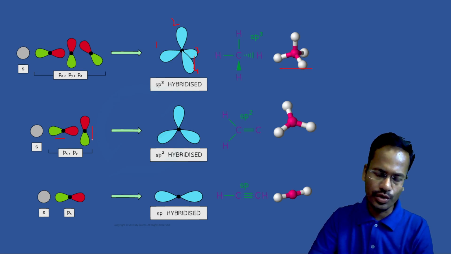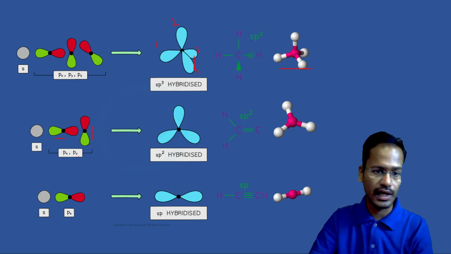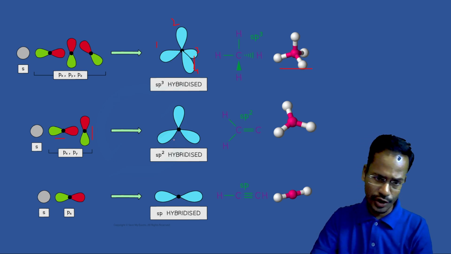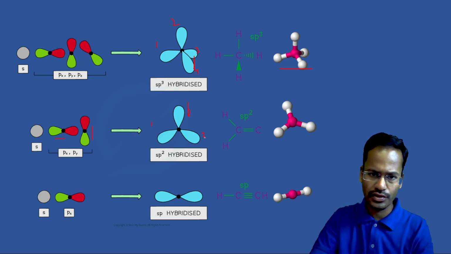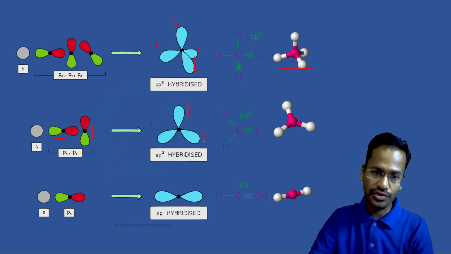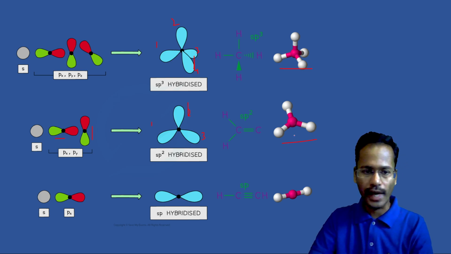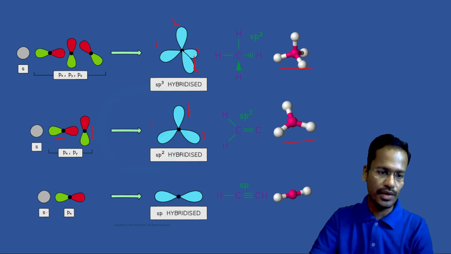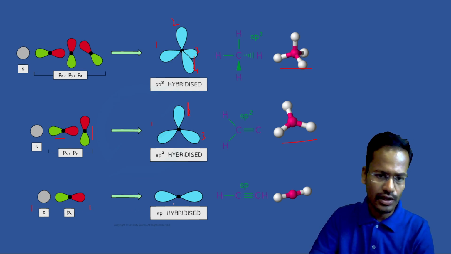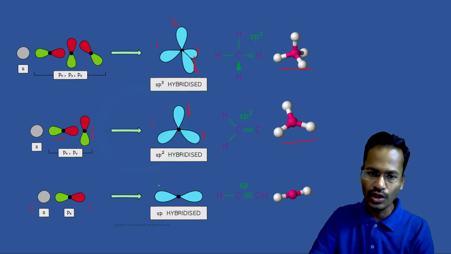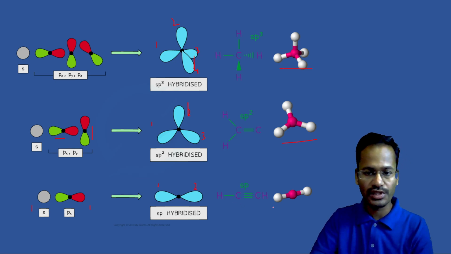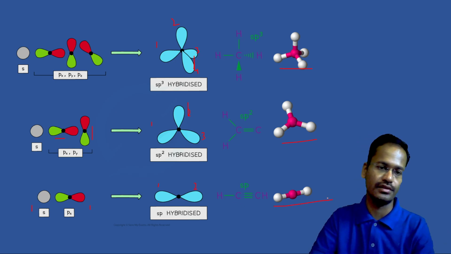2p orbitals are going to participate, that is px and py, and it's going to generate 1, 2, and 3 sp2 hybridized orbitals, and its shape is going to be trigonal planar. In case of sp hybridization, 1s and 1p are going to participate to form 2, that is 1 and 2 sp hybridized orbitals, and its shape is going to be linear.